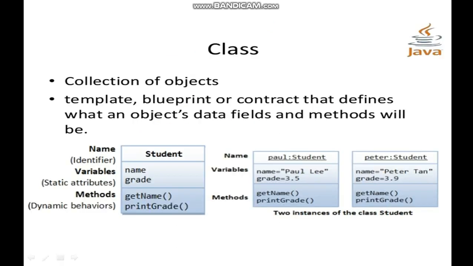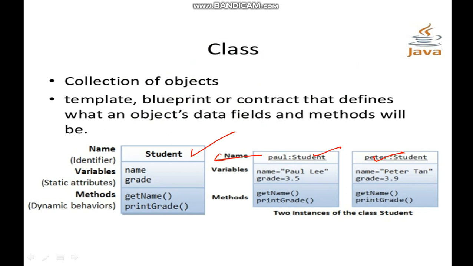Okay, next we see about a class. A class is a collection of objects. It is also called a template or blueprint or contract that defines the objects. Here we define one class and we can add multiple objects to that class. For example, here we created one class called students and we can add multiple objects as multiple students. It is treated as a class being a collection of objects.